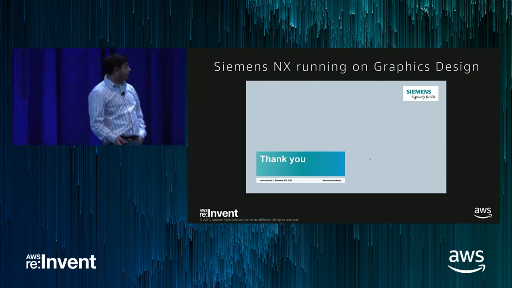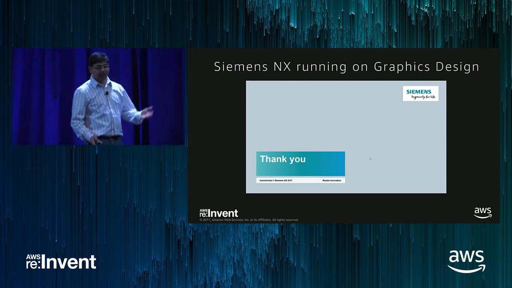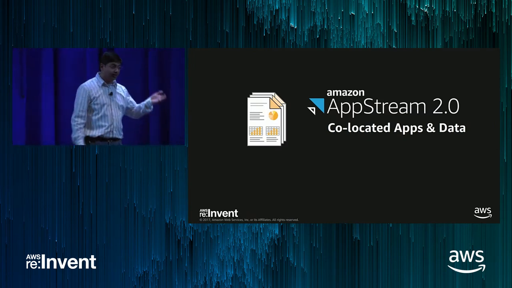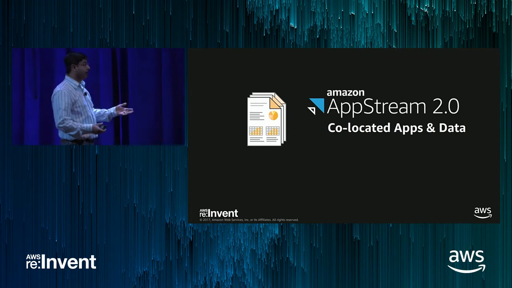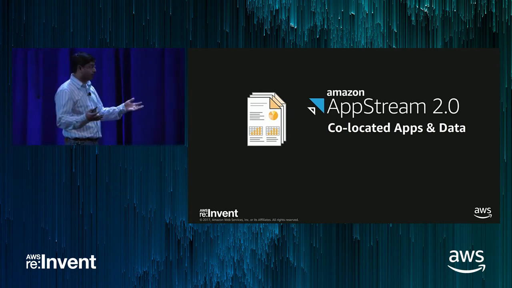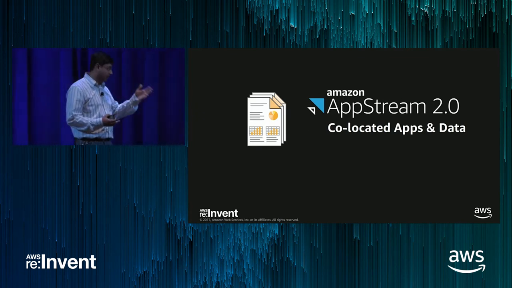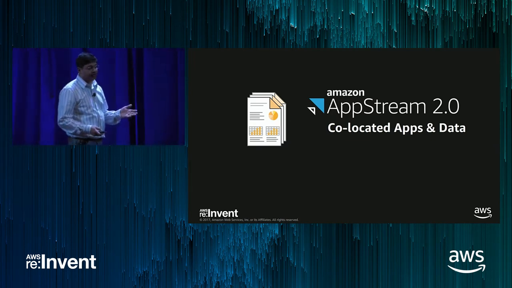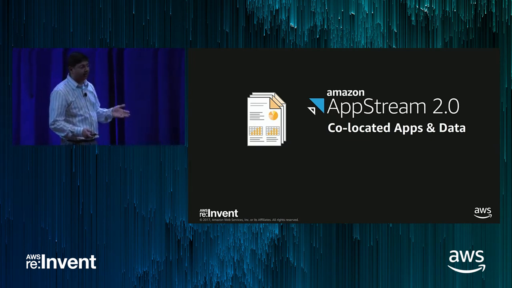So that was a good short overview from one of our customers. So we talked about the two building blocks, the GPUs, which were the barriers because of the cost and the spectrum of options. Second is the user experience. The next thing I want to talk about is the apps and data, the significance of that.